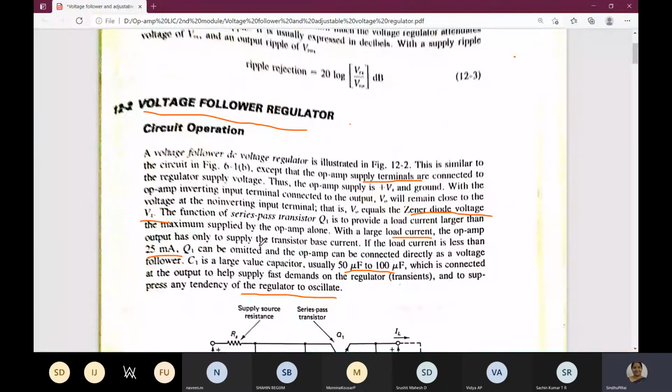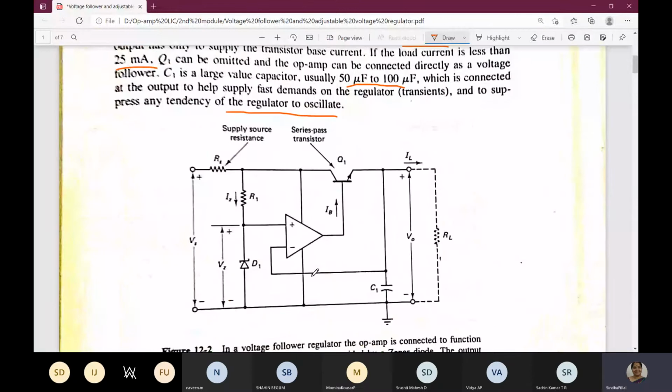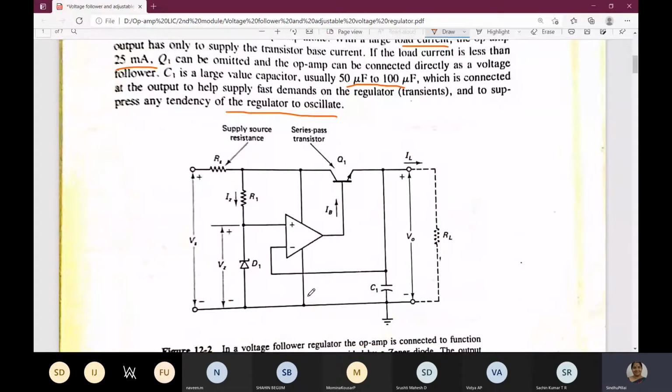We have an op amp, and this op amp has supply voltages, which we used to call plus VCC and minus VEE. It is connected to the supply source, whatever the supply voltage. We are not giving a constant supply like plus 12, minus 12 here. It is just connected to the supply.